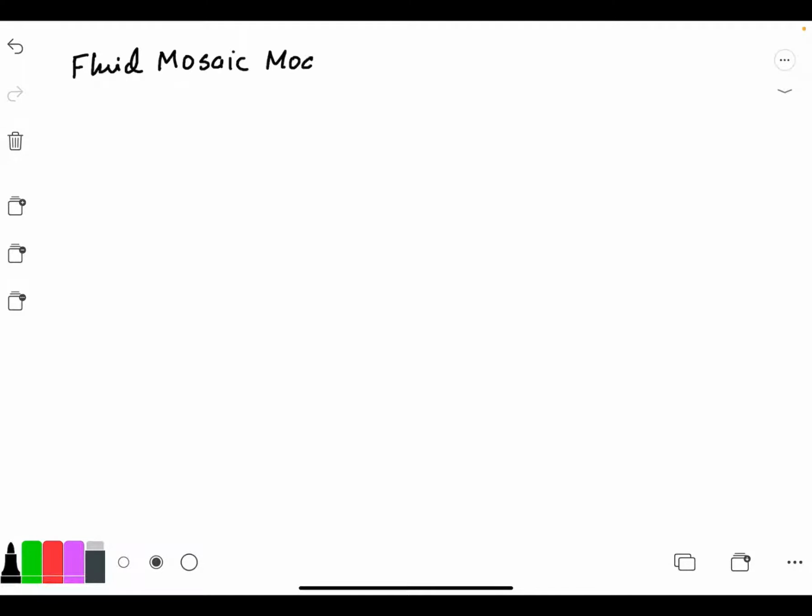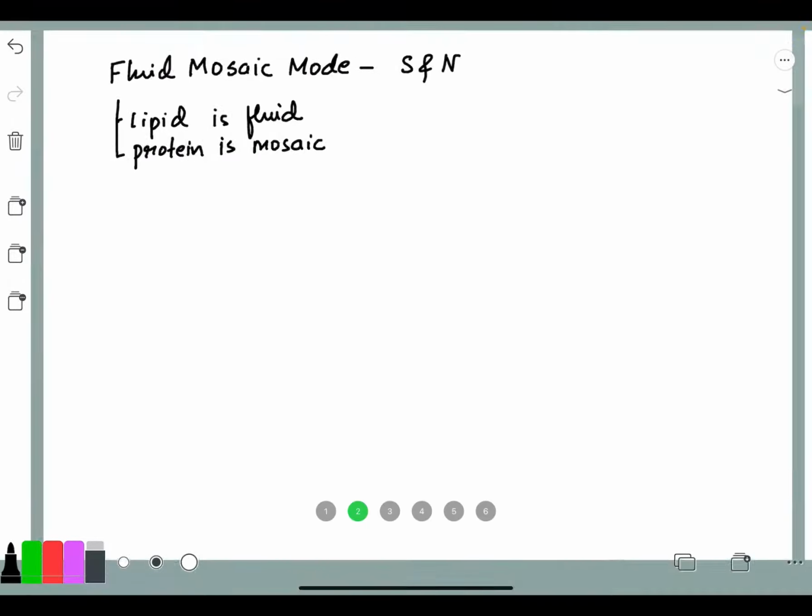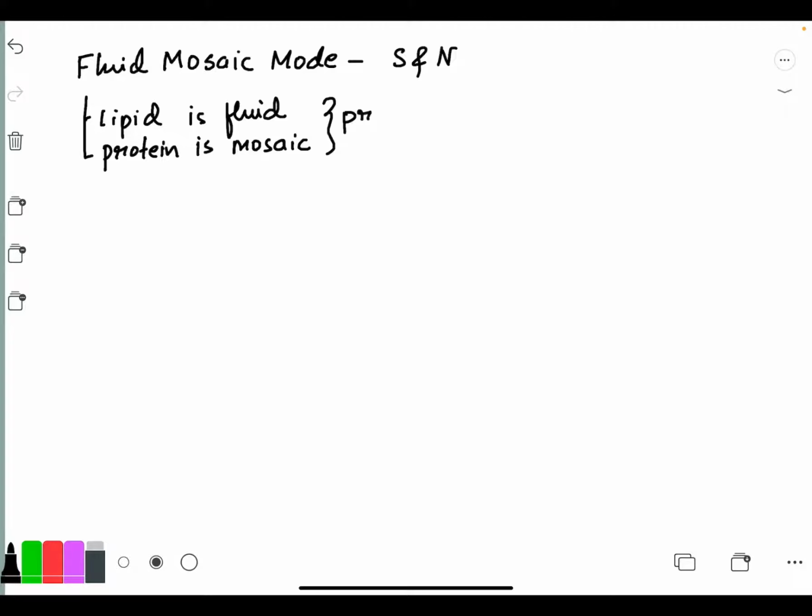model, and it was given by Singer and Nicholson. You know that. And what it states is that the lipid part is fluid and the protein part is mosaic, and what is commonly said is protein icebergs in a sea of lipids.